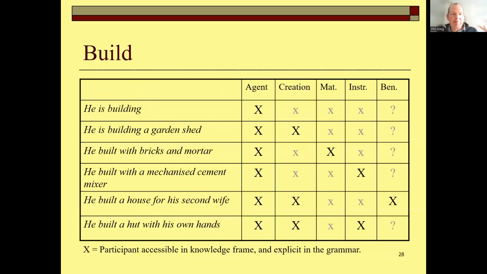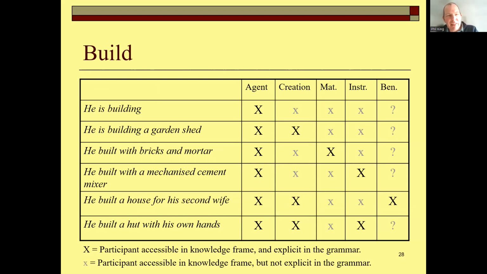And you could look at sentences in English to try and map all this out and see for any word that you're looking for, what are the kind of frames around it? What are the different prepositional phrases and objects, participant roles that might occur with different prepositions, for example. So here we've done this for build, like if you looked at the sentence, "he is building," we're seeing the agent, but we don't have the creation, the material, or the instrument, even though these may be accessible in the knowledge frame. They're not there explicitly in the grammar.